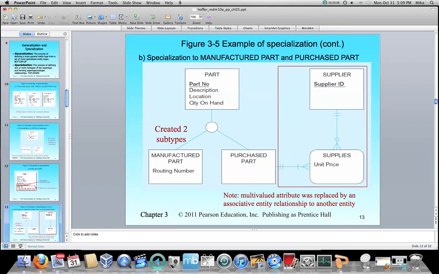And then again, we've got purchased parts, which have a relationship to supplier because we're going to have a vendor, or in this case, what's known as a supplier, giving us parts. So the multi-valued attribute, which would be the relationship, initially, just going back to associative entities, we probably had a many-to-many relationship between purchased part and supplier, and that was broken down into an associative entity called supplies. And that is the end of specialization and generalization.